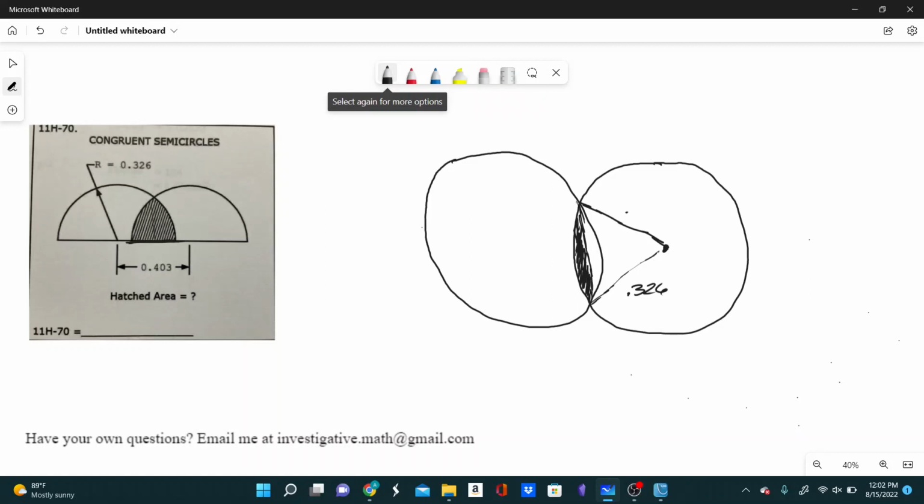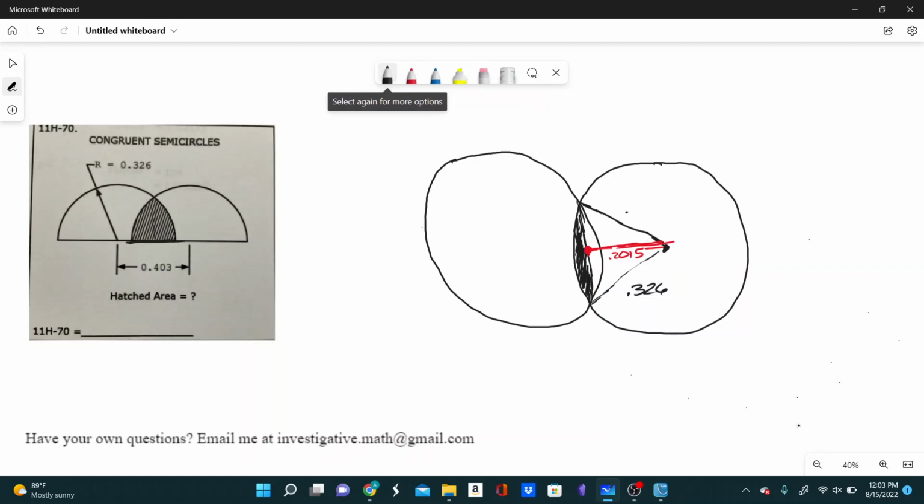And then what else do we know? Well, we know the distance between the centers of the circles is 0.403. So the distance between here and here is 0.403. And so therefore this distance right here, from here to here, would be half of that, 0.403 over 2, which would be 0.2015. And so this gives us pretty much everything we need to solve this problem.